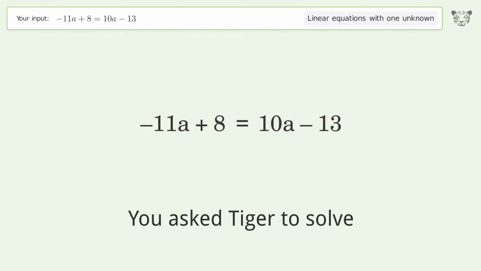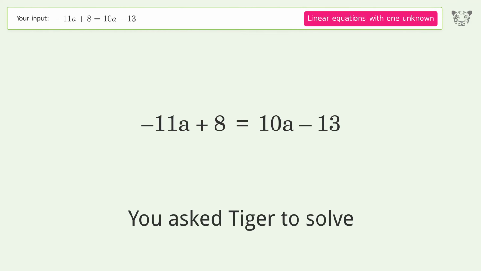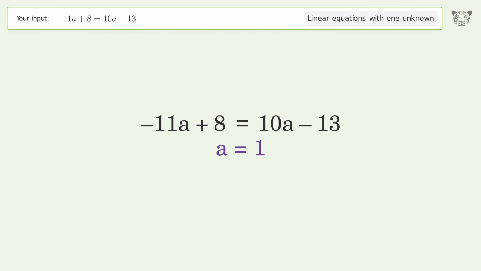You ask Tiger to solve this. It deals with linear equations with one unknown. The final result is a equals 1. Let's solve it step by step.